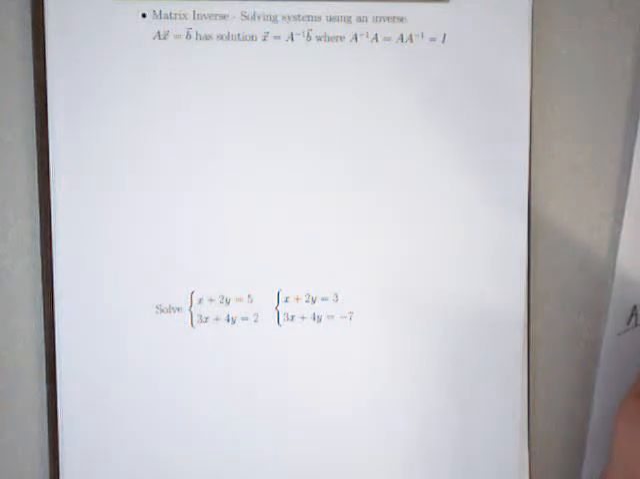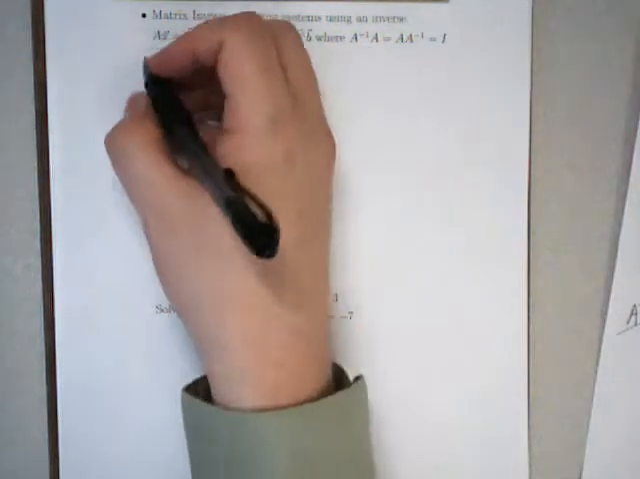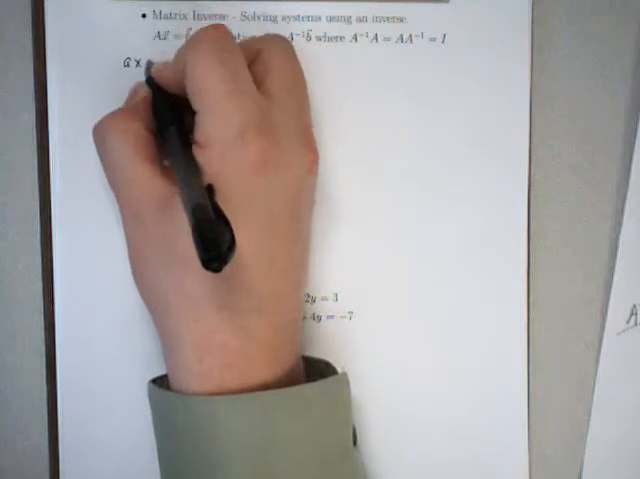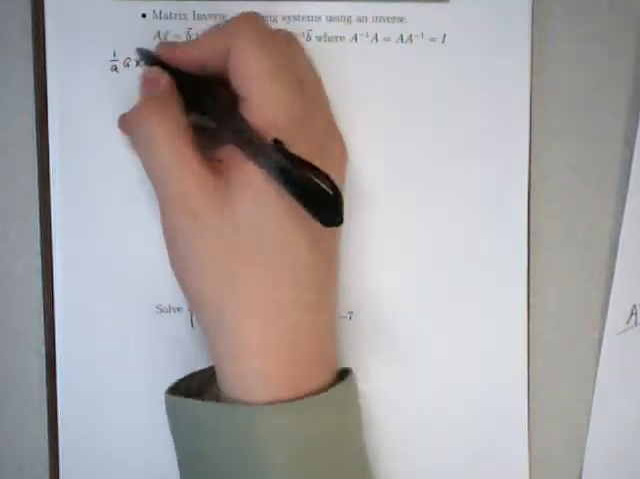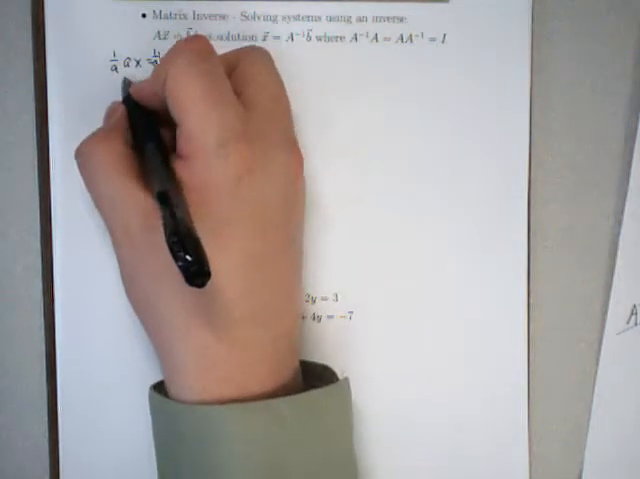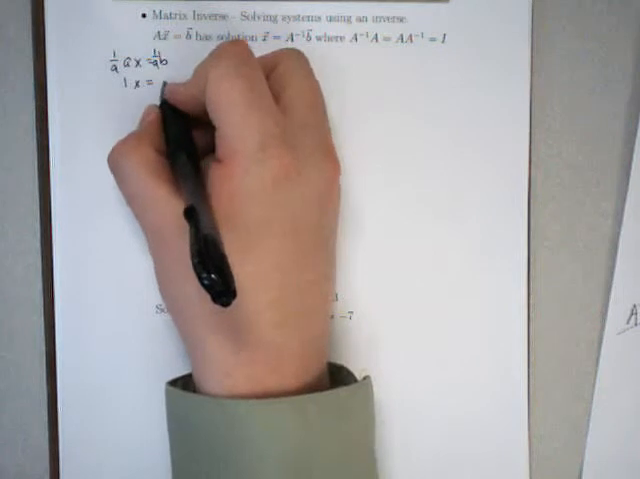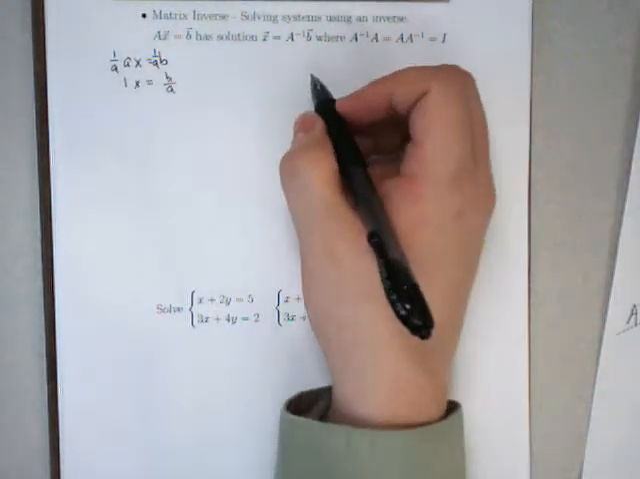In this screencast, we're going to talk about finding and using matrix inverses. We're going to use them to solve systems. The first idea is, if I want to solve the equation ax equals b for x, then I multiply both sides by 1 over a, which is a inverse, and on the left-hand side I get 1x equals b over a. That's the simplest way to solve an equation.